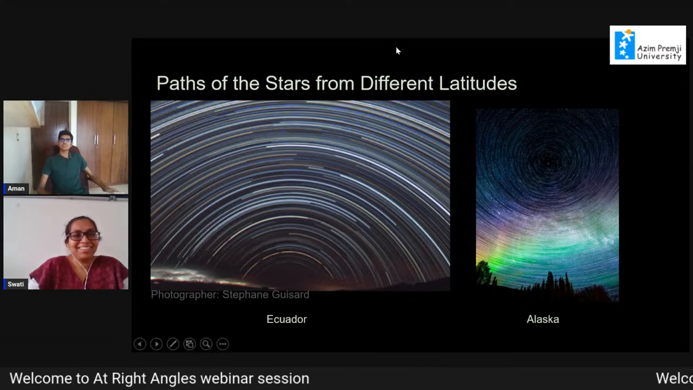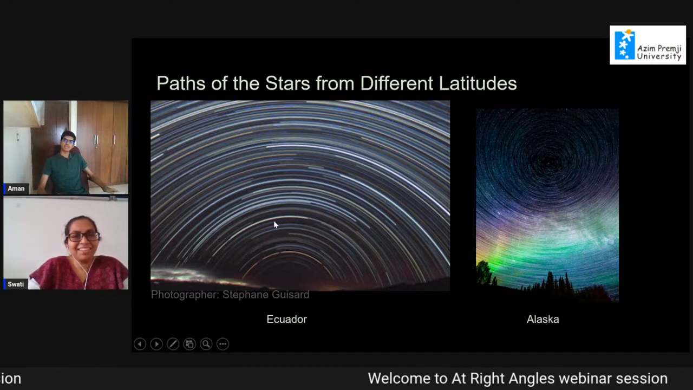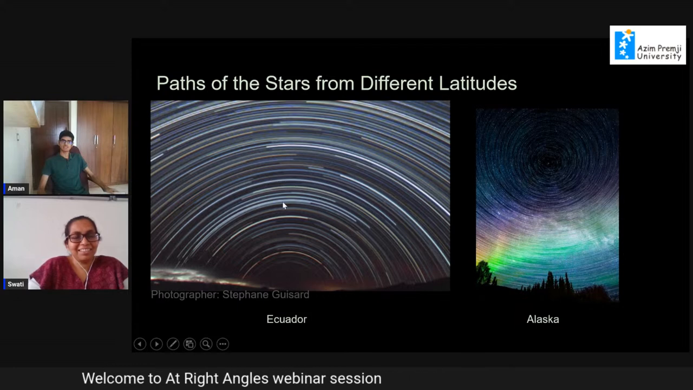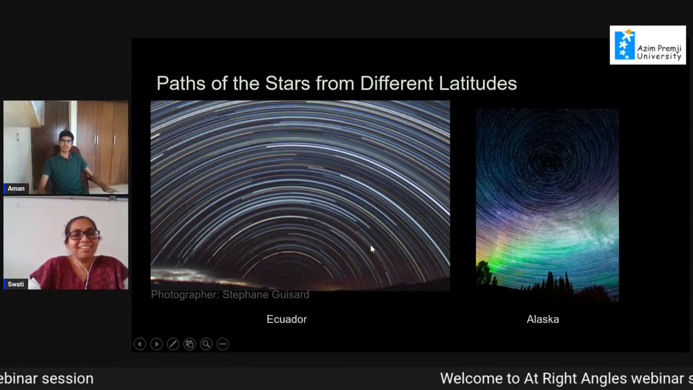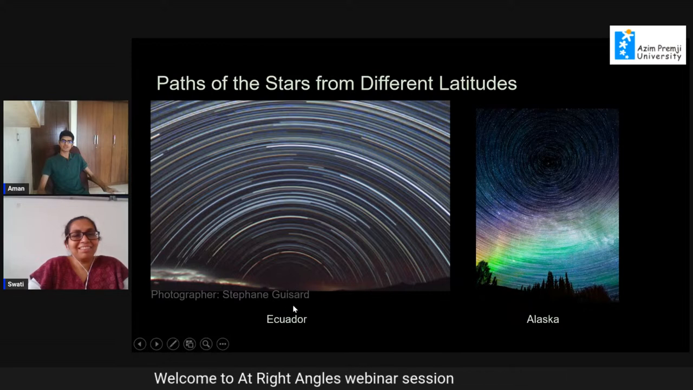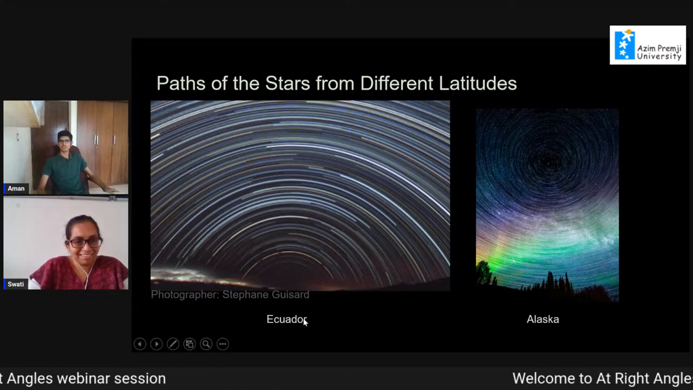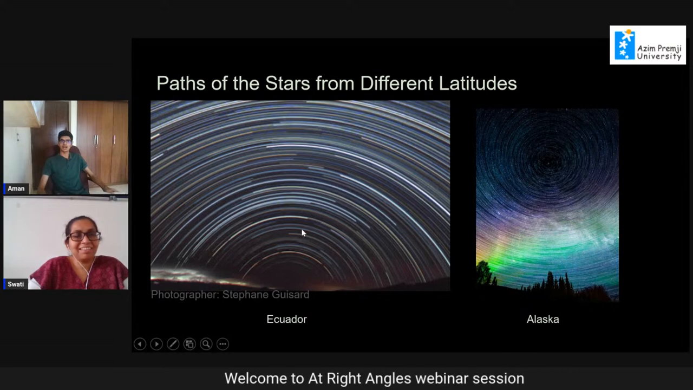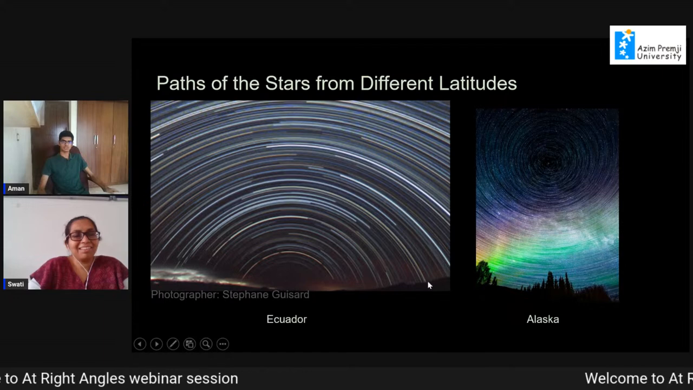So here you can see, these are time-lapse images. Each streak of light here is a single celestial object moving across the sky. And so it's a time-lapse which shows its trajectory. And these are two photos taken from, of course, light pollution-free locations. The first is Ecuador, which is a country very close to the equator. So it's a low latitude region, and you can see how the paths of the stars are almost perpendicular to the horizontal plane or the horizon.